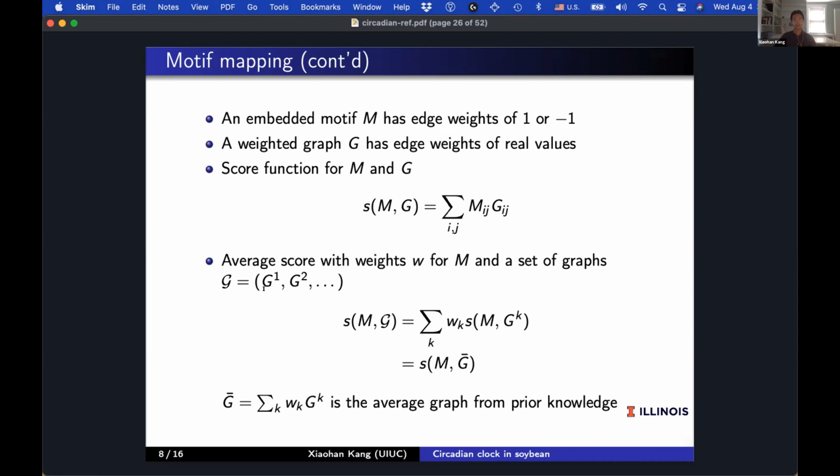And if we have a set of graphs, then we can calculate this weighted score function, which, because of the linearity of the score function here, is equivalent to doing this for an average graph from the prior knowledge, given the weights for the average.